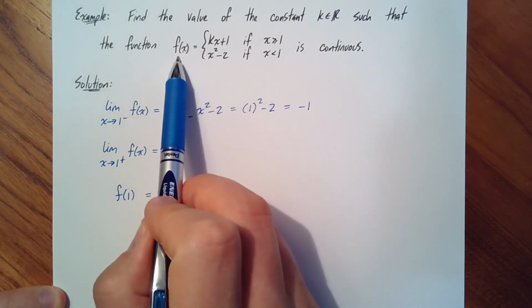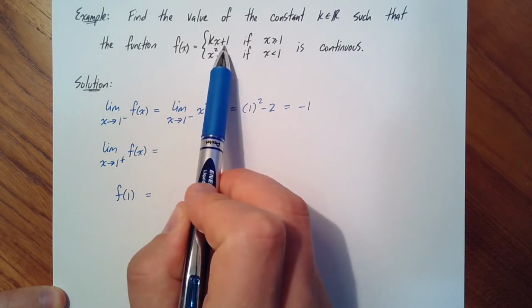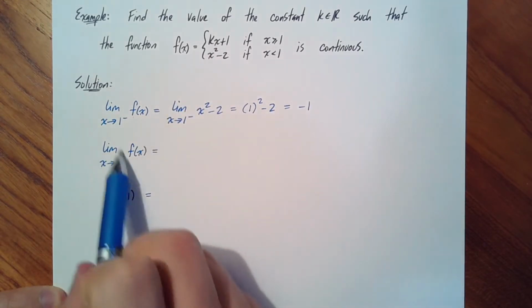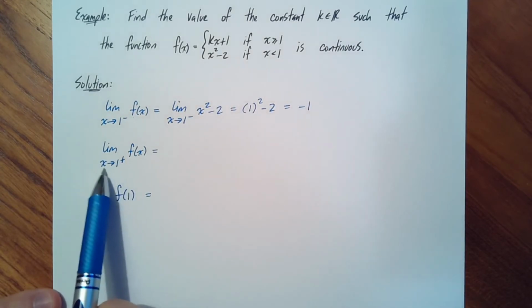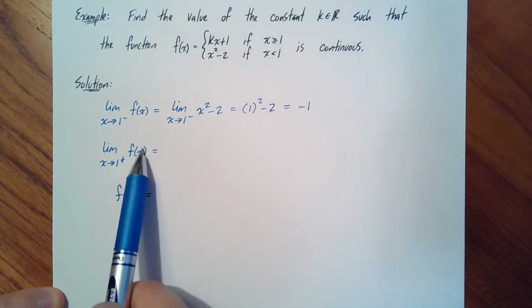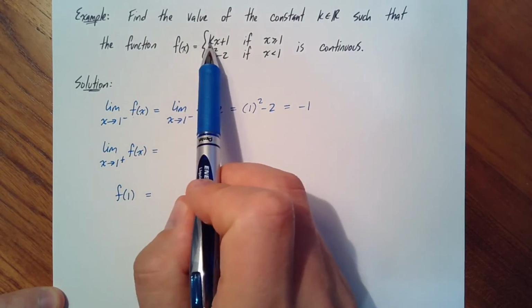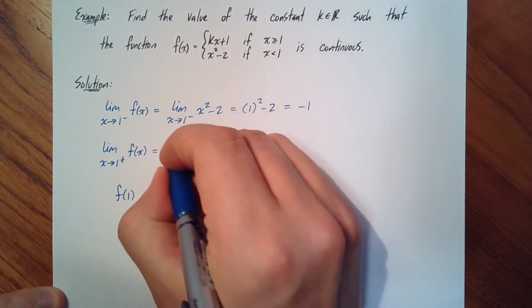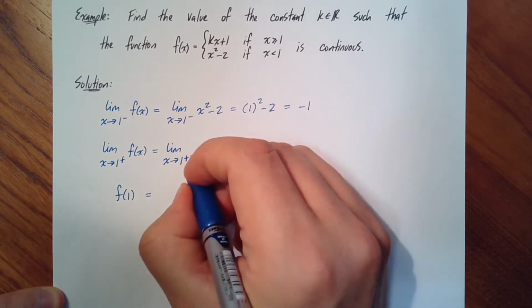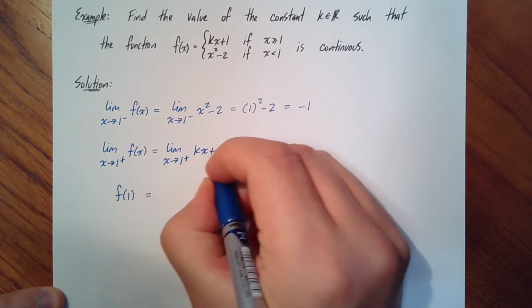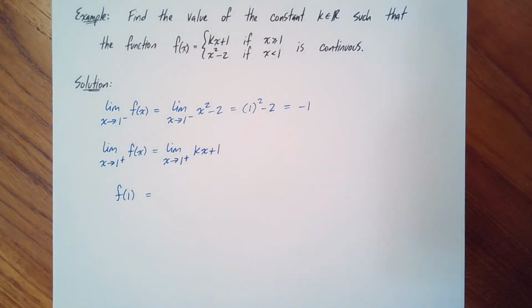F of x is going to be kx plus 1. Because for the purposes of this limit, as far as this limit is concerned, the value of x is always greater than 1, because x is approaching 1 from the right. So that's why we know that f of x is going to be acting exactly like kx plus 1 for the purposes of computing this limit. Whatever k is, we still don't know, but it's some constant. That's all we care about.